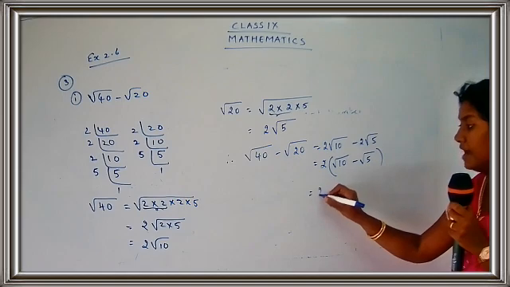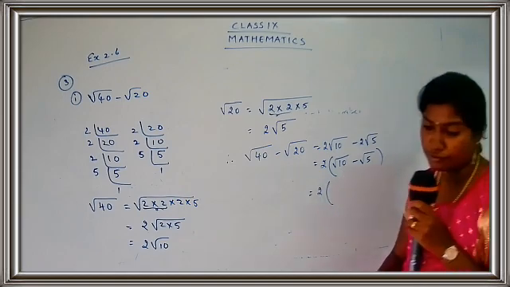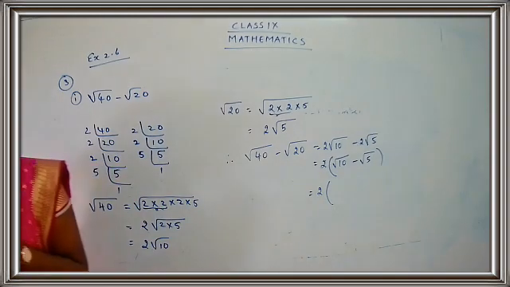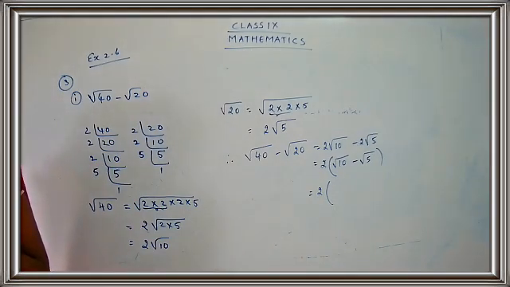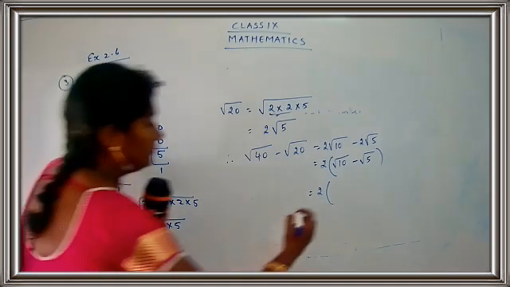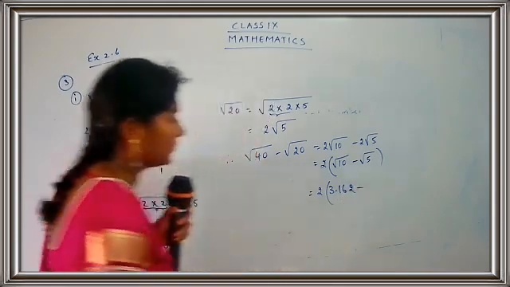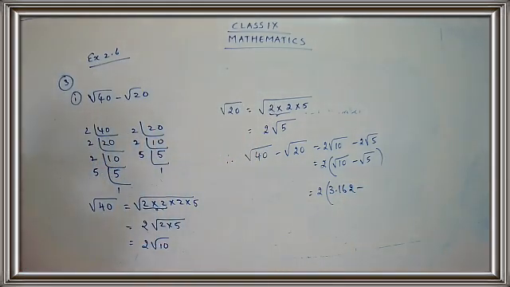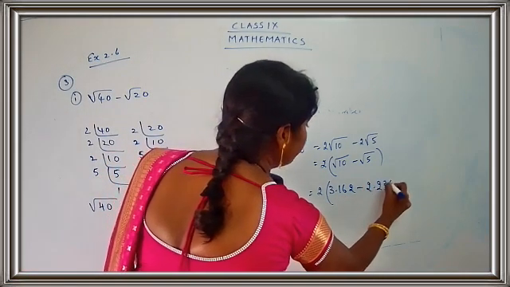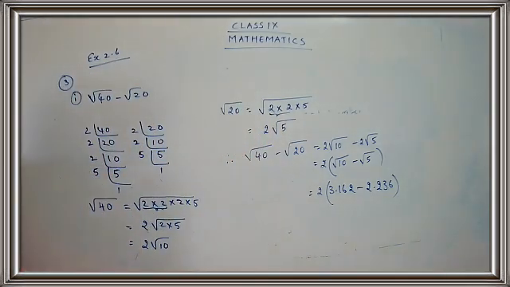Okay, now children, I know the value for root 10. Yes, what is the value for root 10, children? It's 3.162. Yes, write down the value. 3.162. So just replace the value for root 10. And what is the value for root 5? It's 2.236. So we have replaced the value for root 10 and root 5. That's 3.162 minus 2.236. Come on, let's simplify.